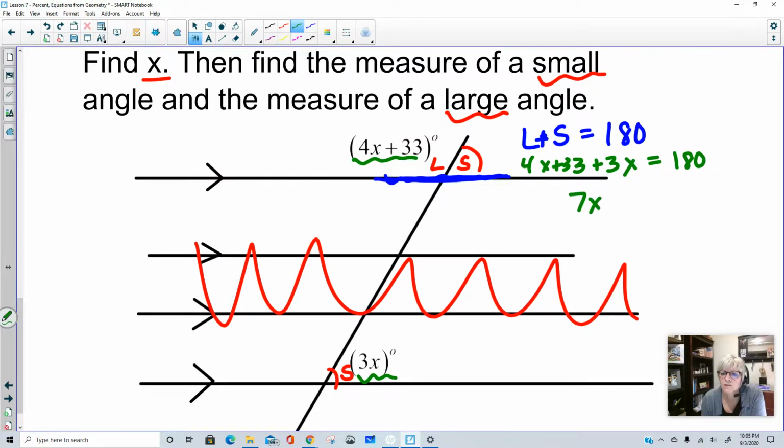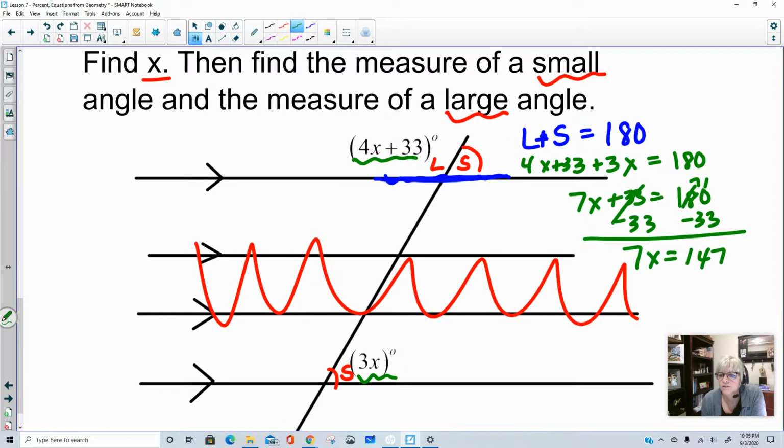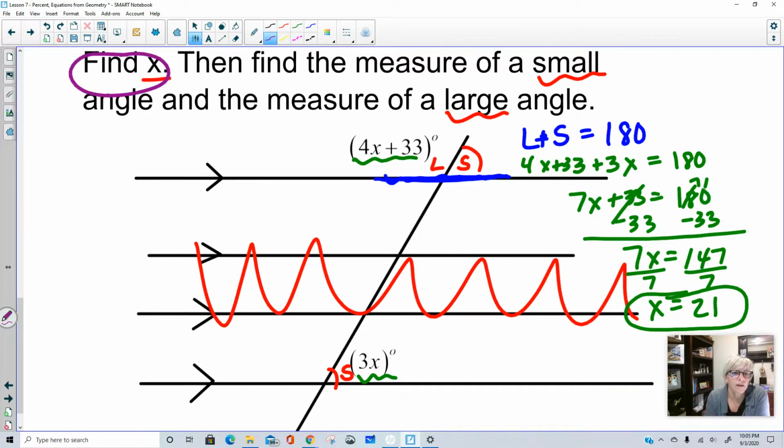Okay, and so we did. X equals 21, and then we needed to find the measure of a large and a small angle. Well, here we go, folks. We know what x is, so let's go to the large angle and substitute in 4 times 21. So we're going to have 84 plus 33, which is 117. So the large angle equals 117 degrees.